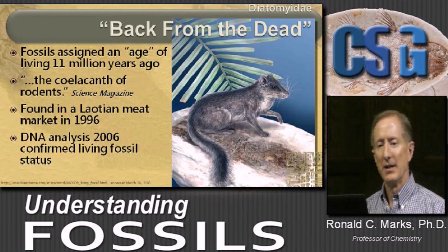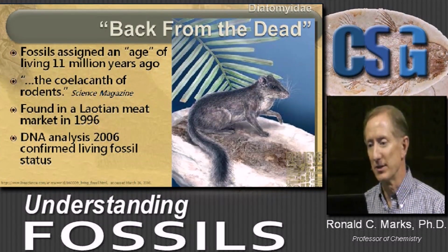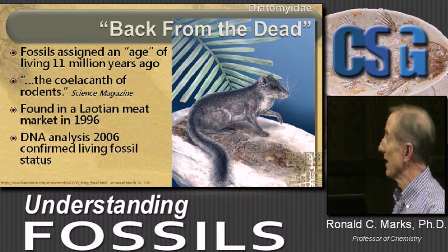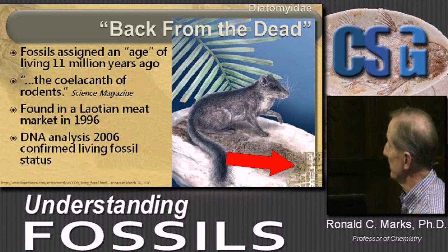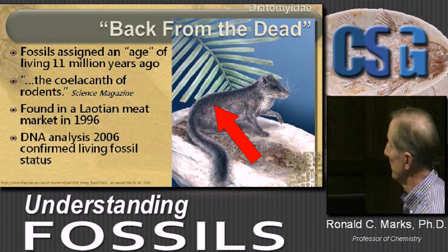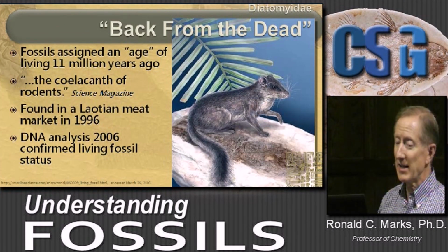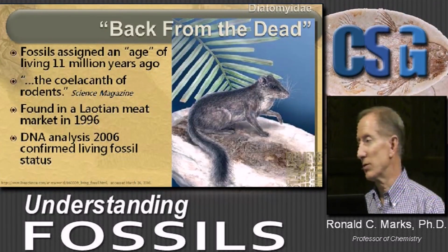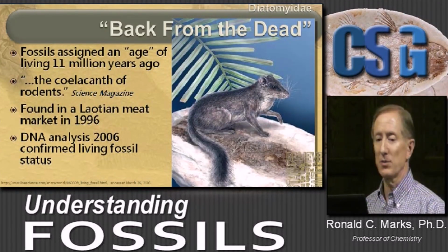The same is true for mammals. This one is called the coelacanth of rodents. It's a fossil that was assigned... Now the fossil's down here. This is the fossil itself. This is an artist's depiction of the animal from this fossil. It was assigned an age of 11 million years ago is when this mammal fossil was made.